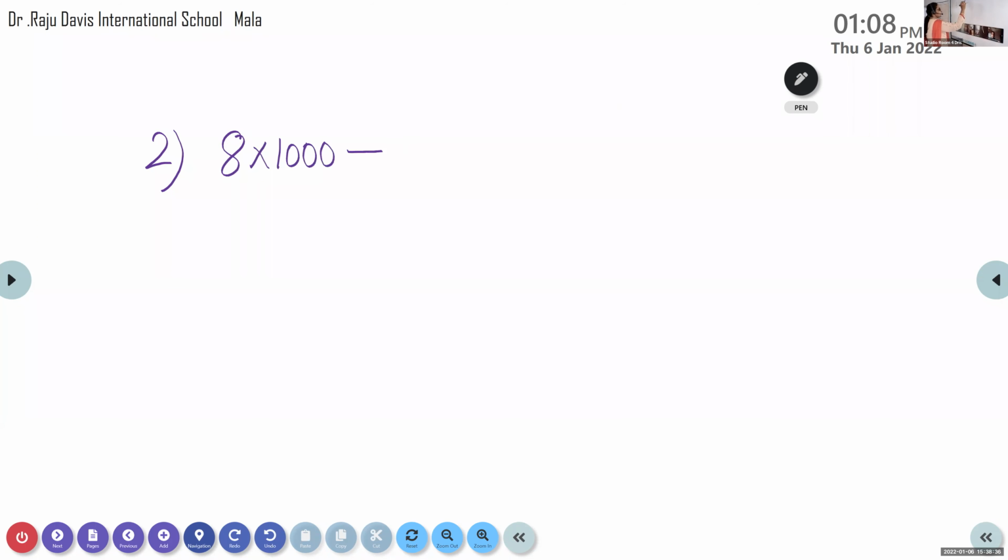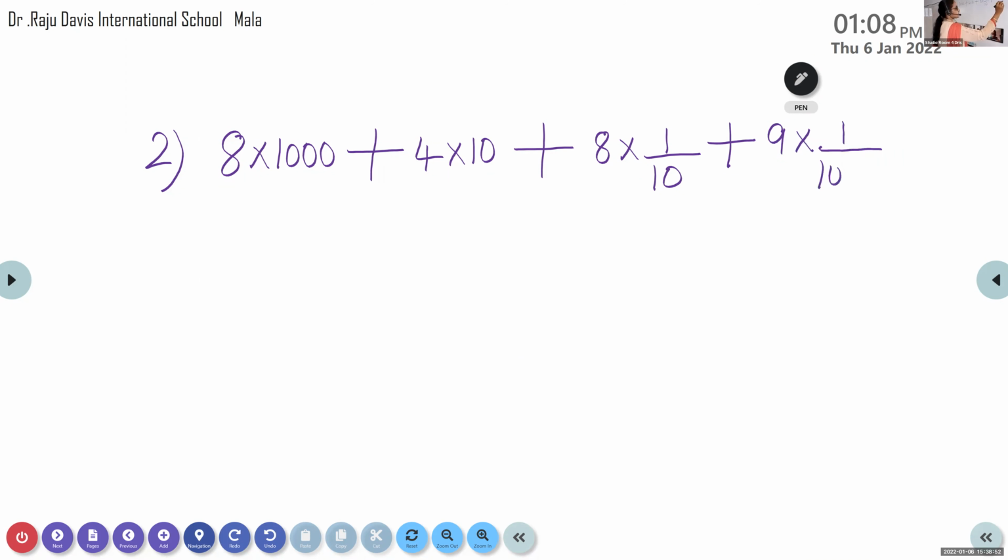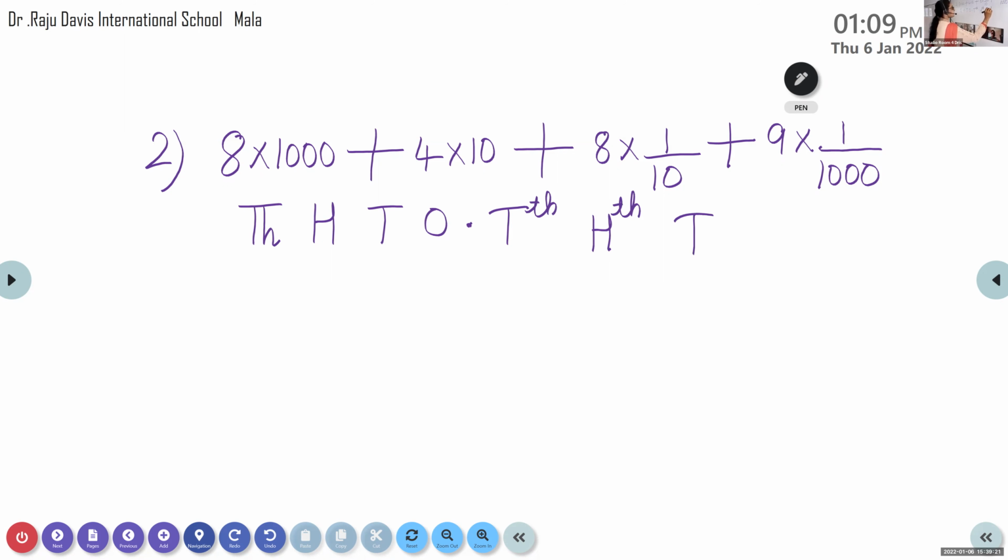8 into 1000 plus 4 into 10 plus 8 into 1 by 10 plus 9 into 1 by 1000. So some of the places are not given, isn't it? If some of the places are not given, what you have to do there? You have to put a 0. So better for avoiding mistakes, you can write the places: ones, tens, hundred, thousand. On the other part after the point, it is tenth, hundredth, and thousandth.